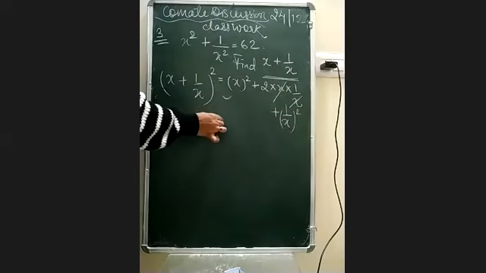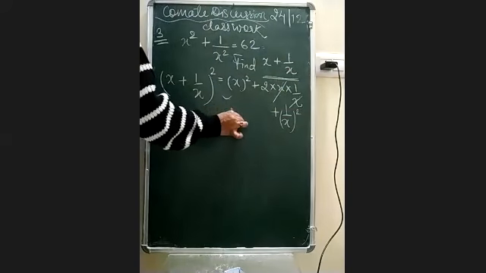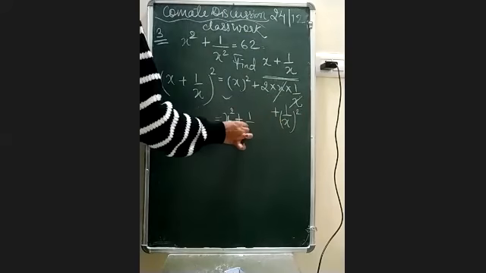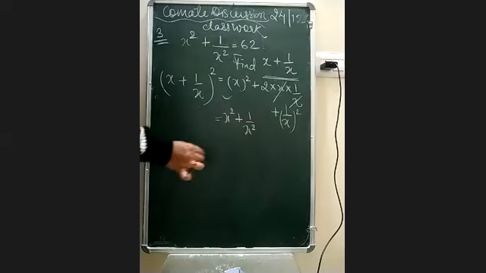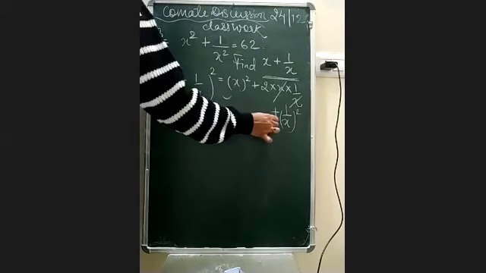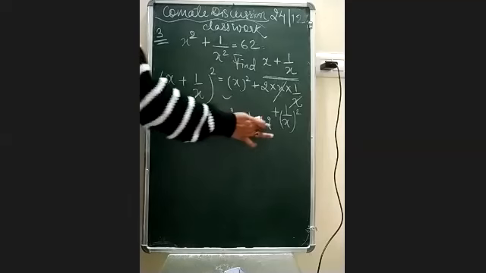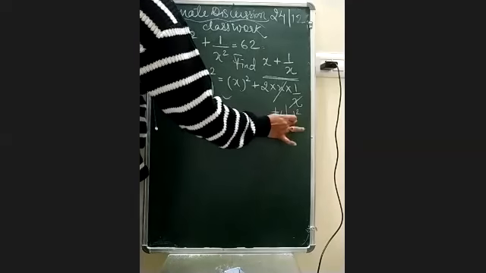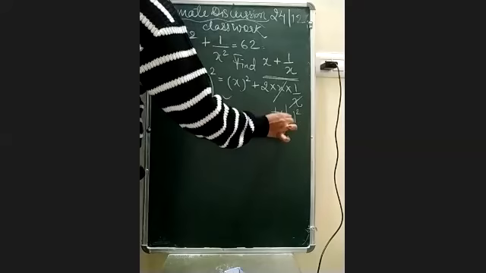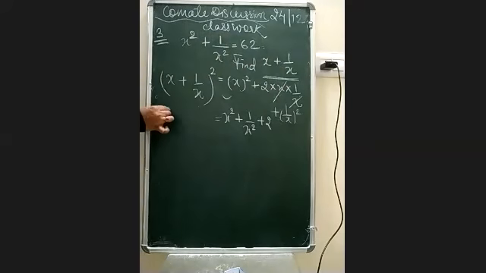Okay? And now if you solve this, you will get x square plus 1 upon x square plus 2. This 2 is left here. So now you have x plus 1 upon x whole square equal to this one.